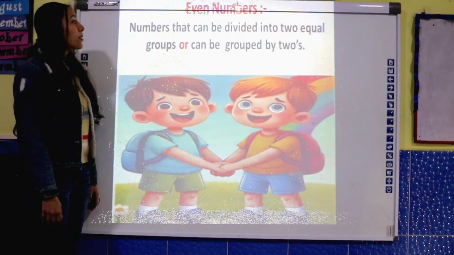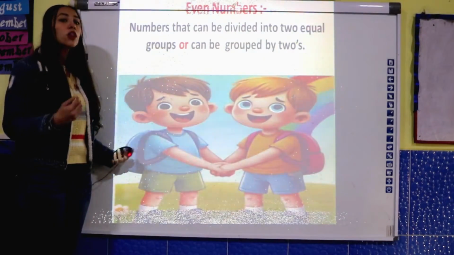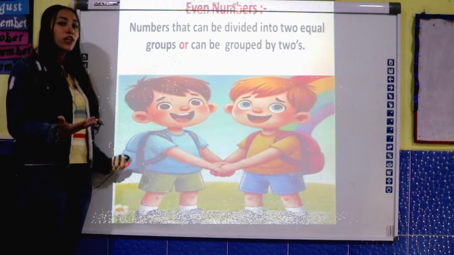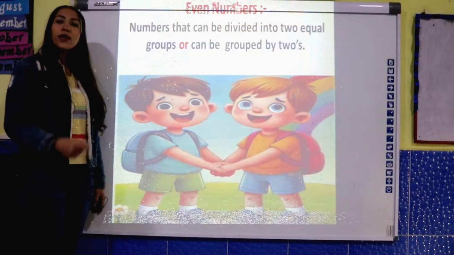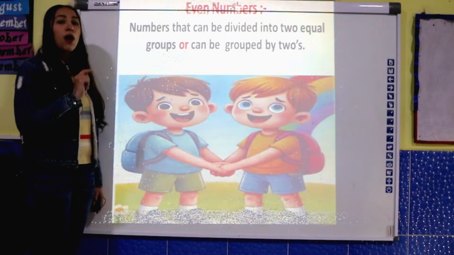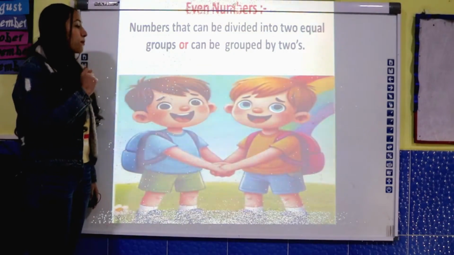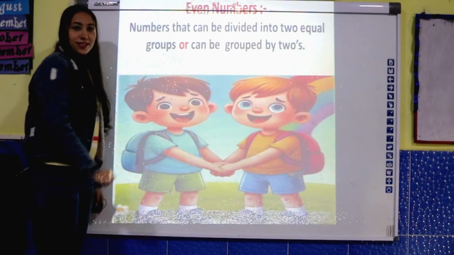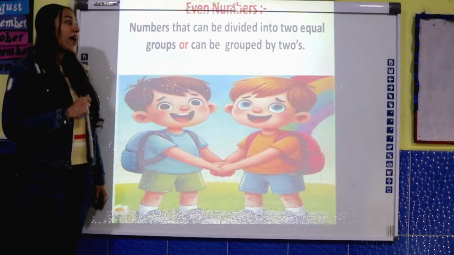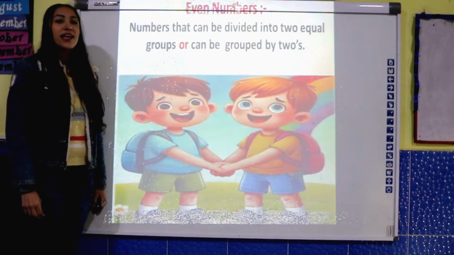Even numbers are numbers that can be divided into two equal groups. Again, a number I can divide into two equal groups. Or we have another easy definition: it can be grouped by twos. What's the meaning of grouped by twos? Even numbers like to have a friend, a partner. So if you have a number and you can make groups of two friends together, it's an even number.